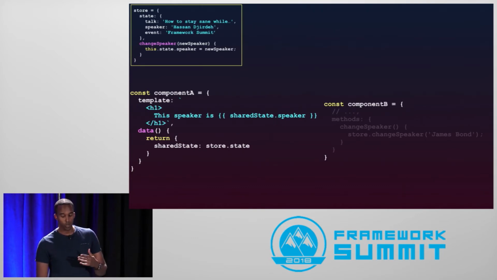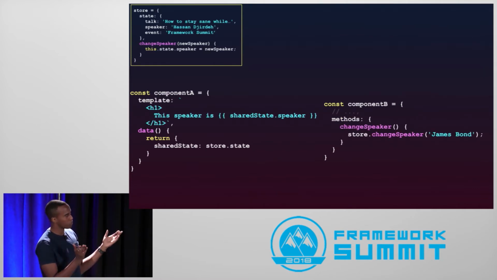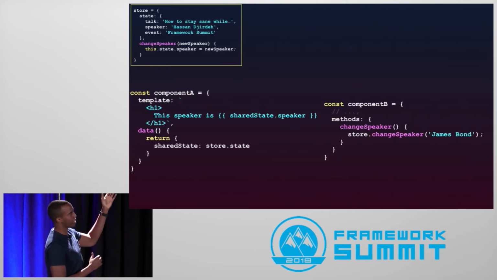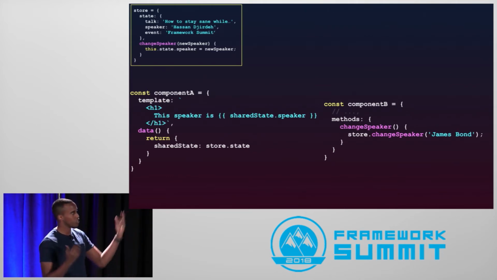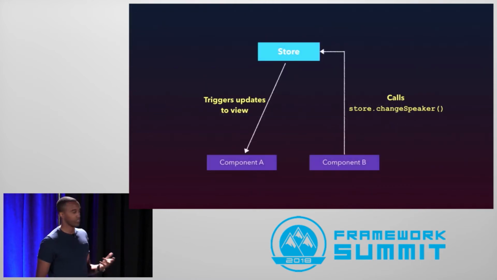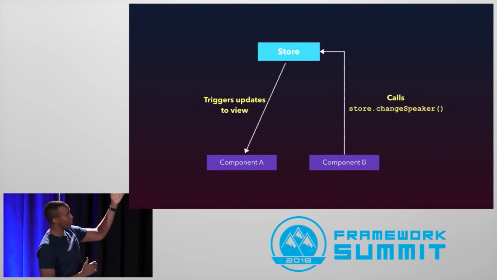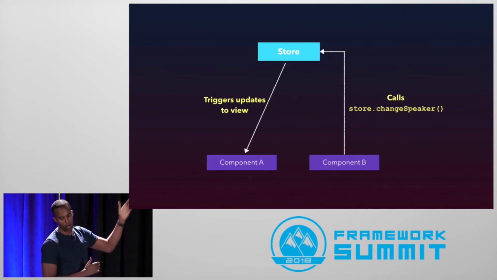Now, component B is going to actually change what component A is displaying, but it's not going to do anything to component A. It's going to have a method of its own, like change speaker, and it's going to call the store change speaker method. The store change speaker method takes a payload, so we can pass in a string, something like James Bond. And that pretty much does what we intend. But the important thing I want to reiterate is that when we say component A and component B work together, they're not doing anything at all to each other. Component B calls the store method, and component A depends on the store, so it'll get updated to show the change.